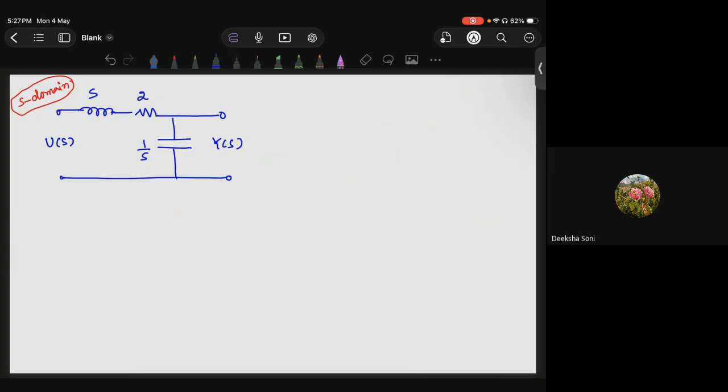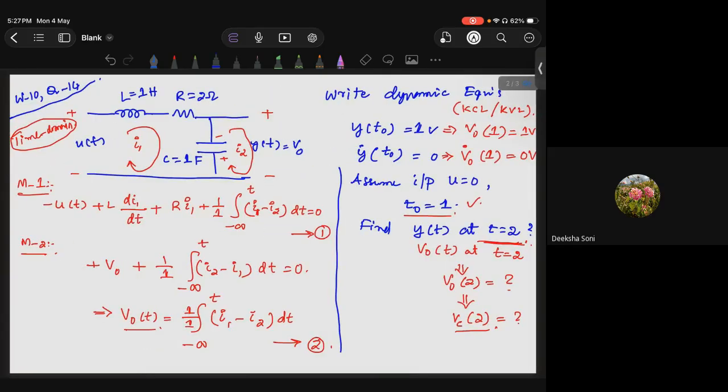Since y of t naught and v of t naught are given, I think we need to convert everything into... since initial conditions are given, in any way we need to get the answer. Initial conditions are given.